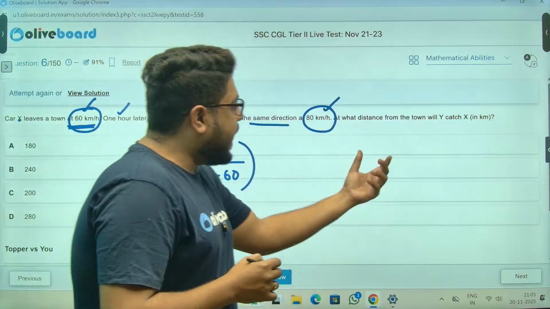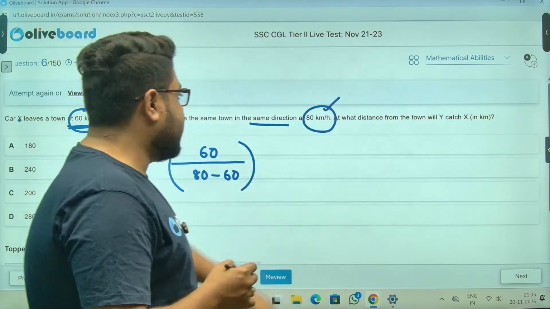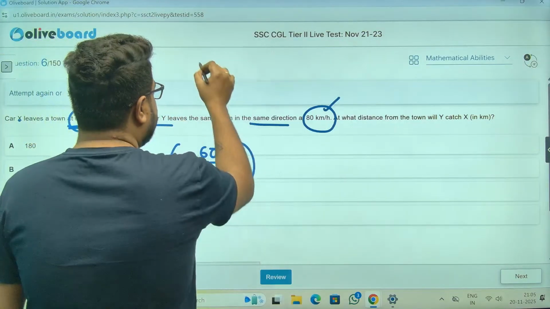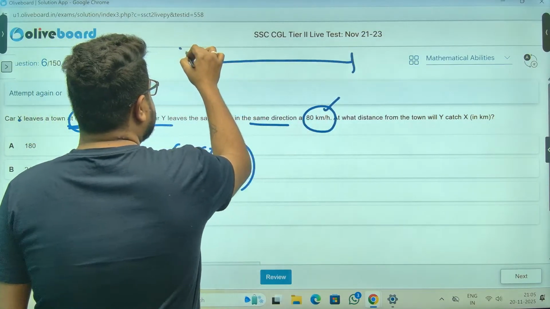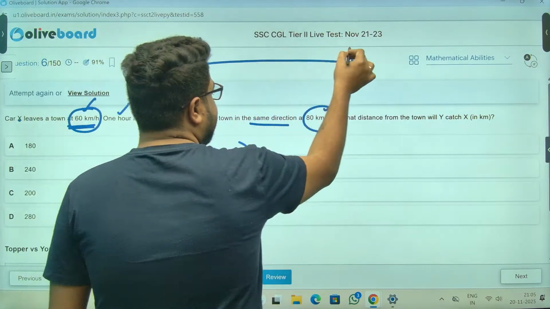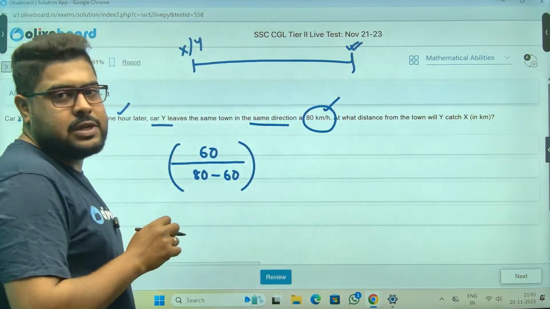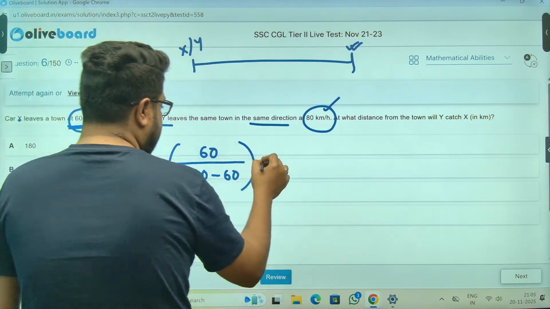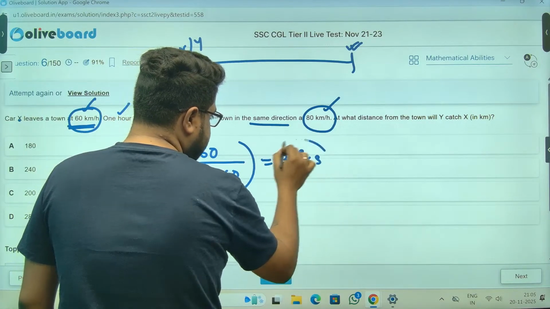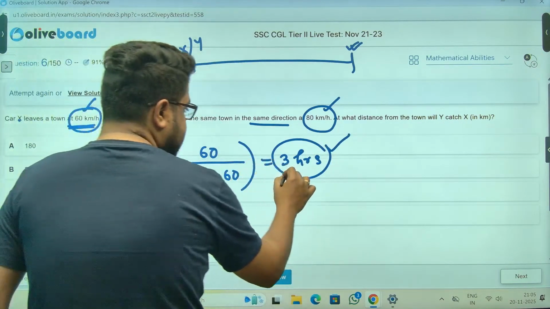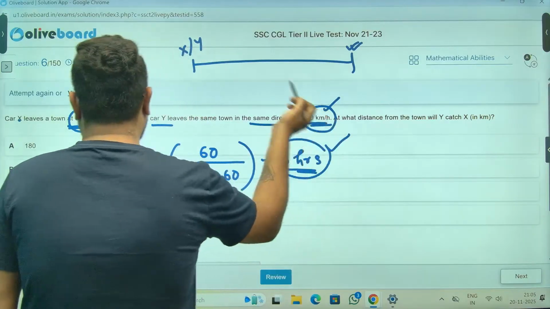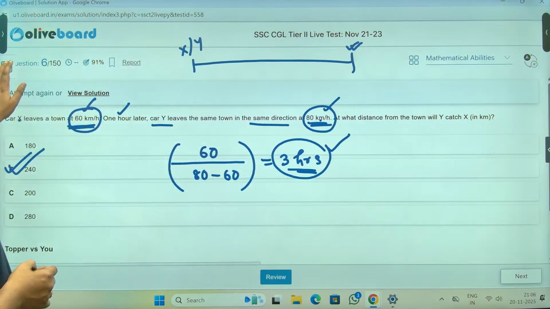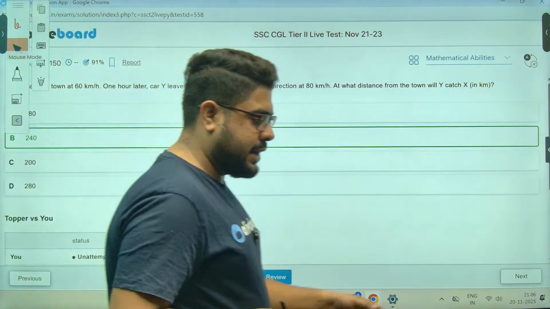Now, at what distance from the town will Y catch X? Meaning, sir, please understand. Let's say this is where X and Y started. This is where they have caught each other up. Y has caught X. So they are asking this distance. अच्छा, इसका value क्या है? This is 3 hours, sir. Whatever distance it will cover in those 3 hours will be the answer, which is 240, because 80 is the speed into 3 hours. So 240 will be most definitely your correct answer, sir.